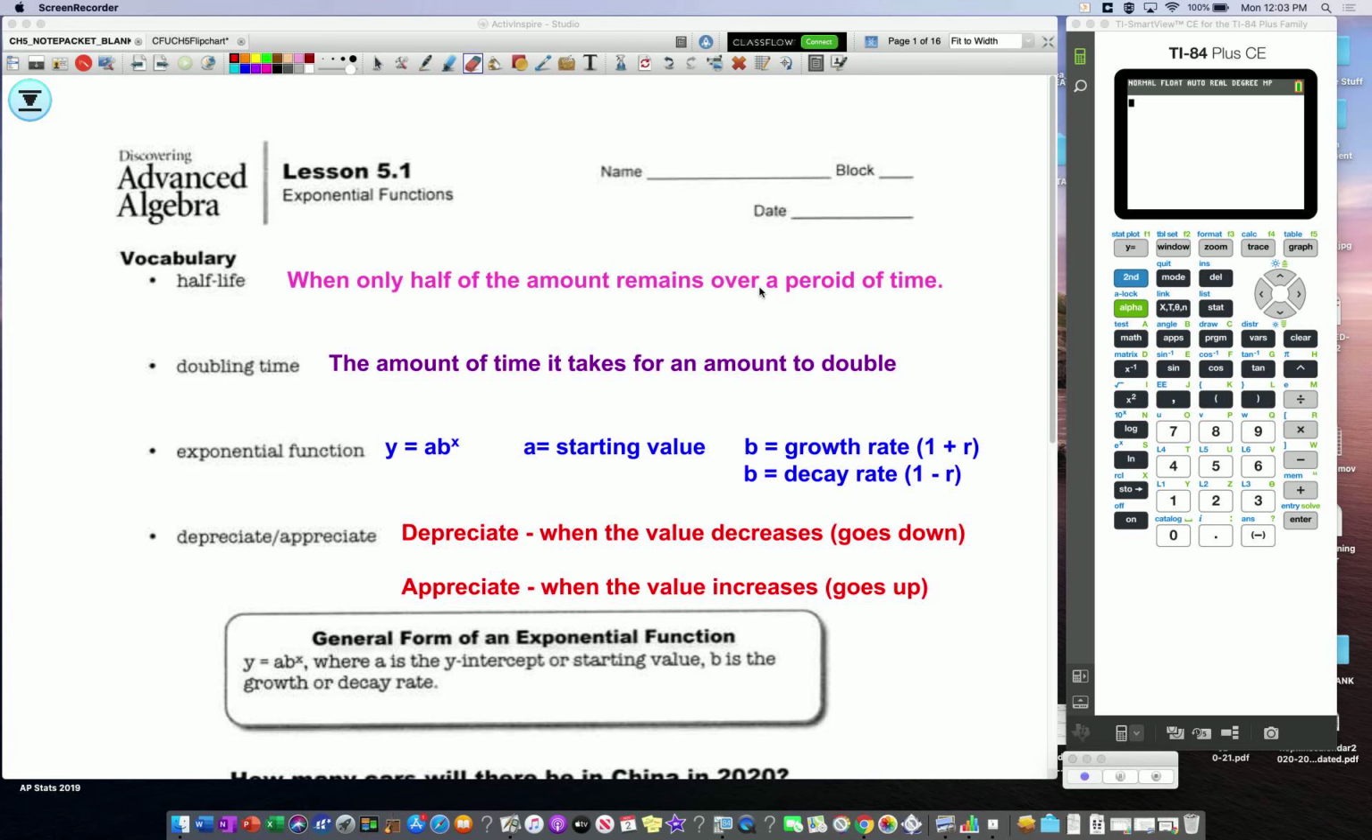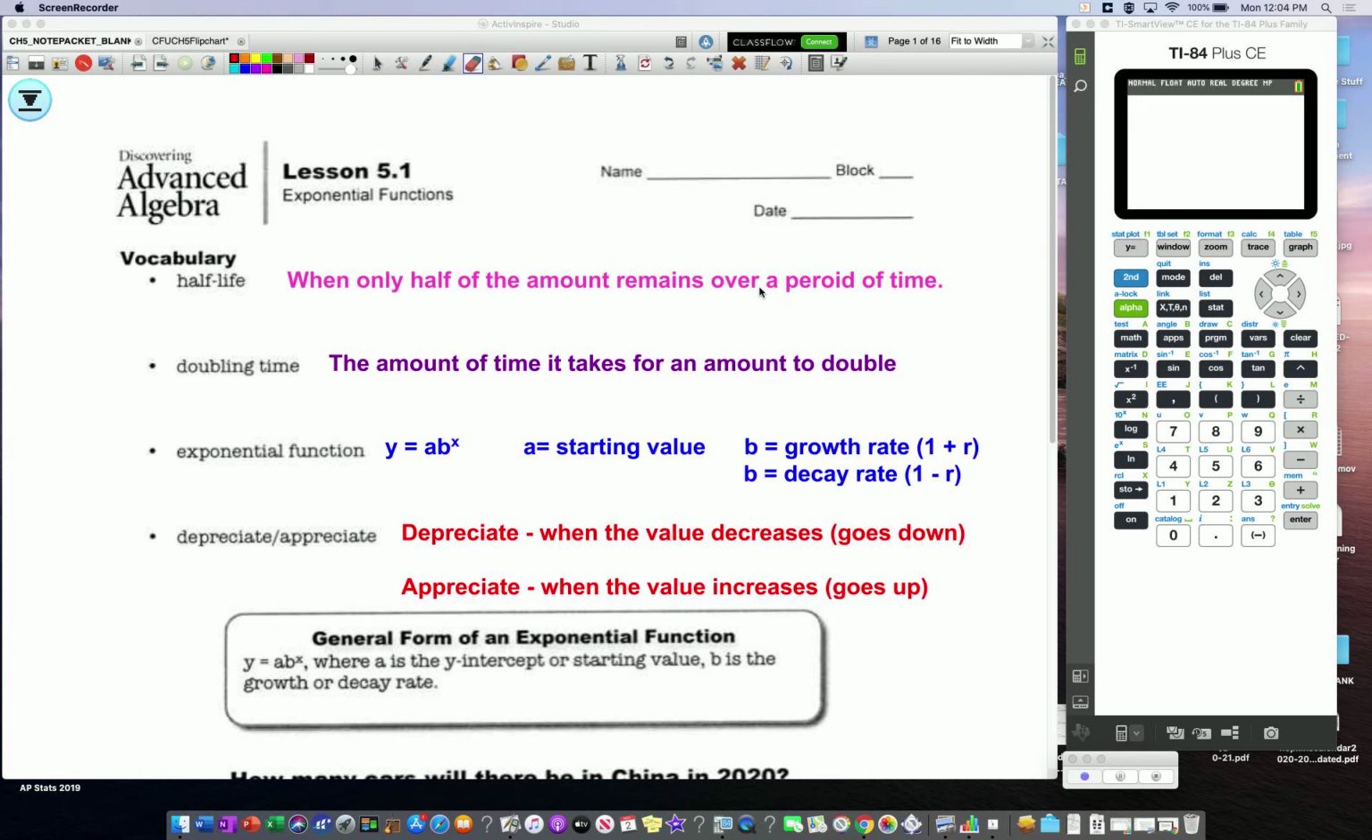So we first start with some terms that we want you to make sure that you know. The first term is very scientific, and it's called half-life. If you've had a chemistry class, you may have heard about this. A half-life is basically when only half of the amount remains over a period of time. So we can measure how old something is or when something died, because we know how long it takes for the material to decay and how much carbon is left in the material. It's actually really cool.